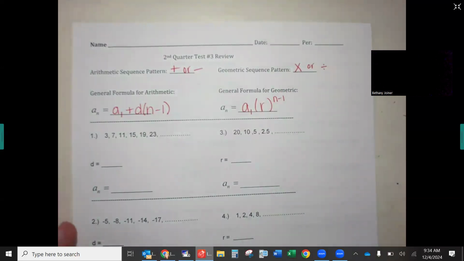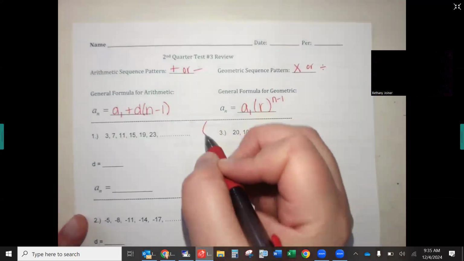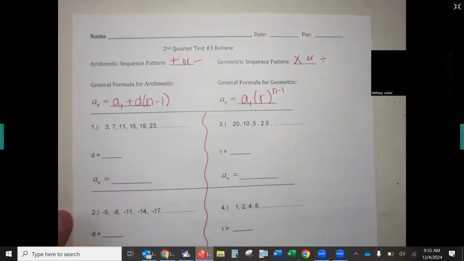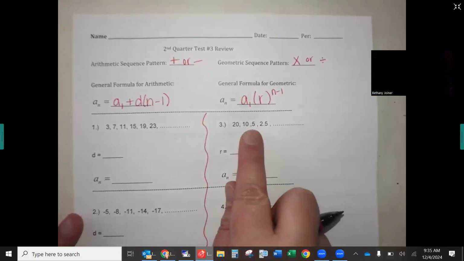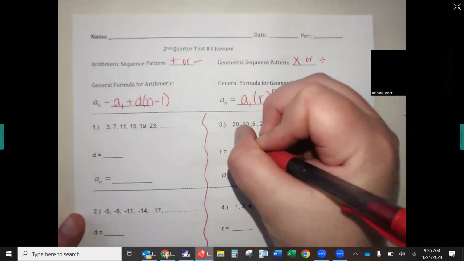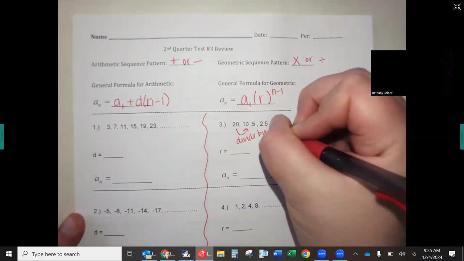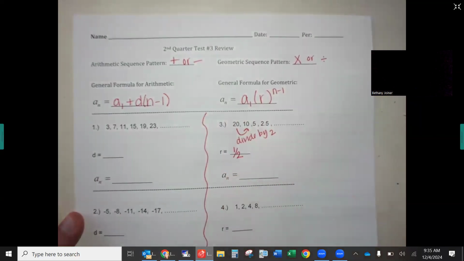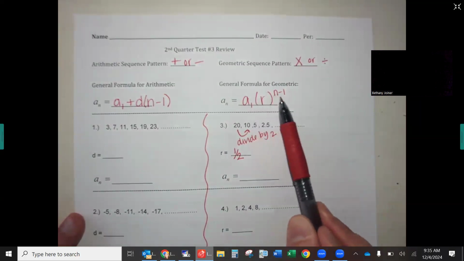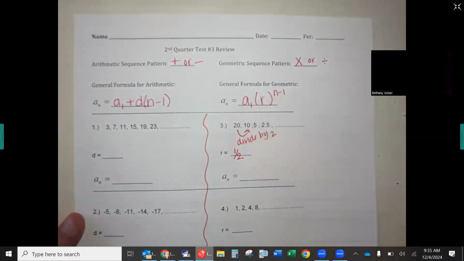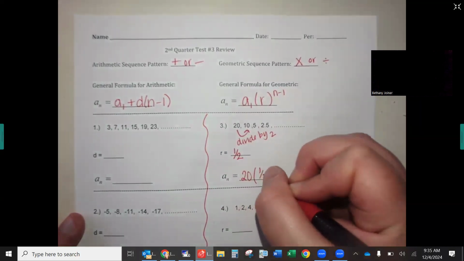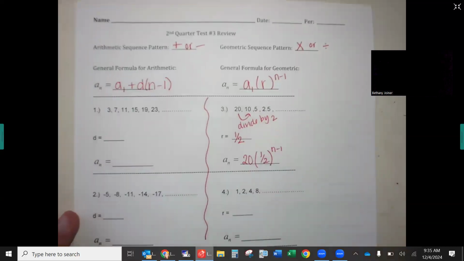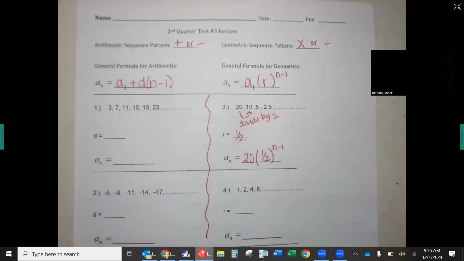Okay. And then let's say we wanted to do number 3. What's the pattern on number 3? So it goes from 20 to 10 to 5, a divide by 2 pattern. Now, if it's a divide by 2 pattern, then what's the ratio? 1/2. And then my formula, I'm using this one right here. So my A1 is the first number of my sequence, which is a 20. Then I'm going to cut in half each time, but not for the first. Remember, the n minus 1 means you're not going to cut the 20 in half. On the first term, you want to leave it and then cut in half after that.